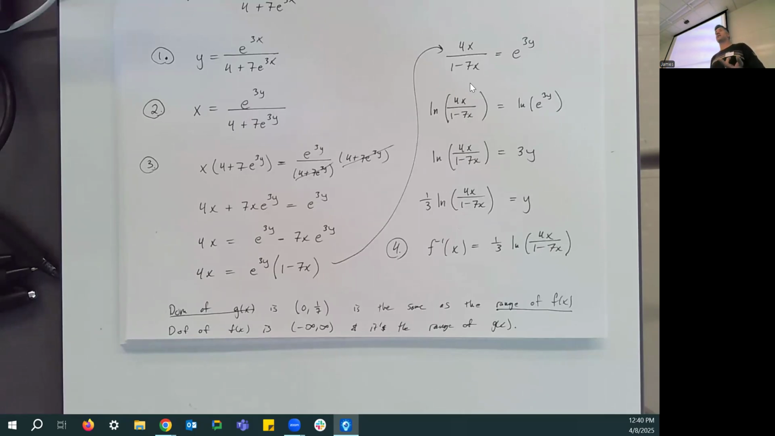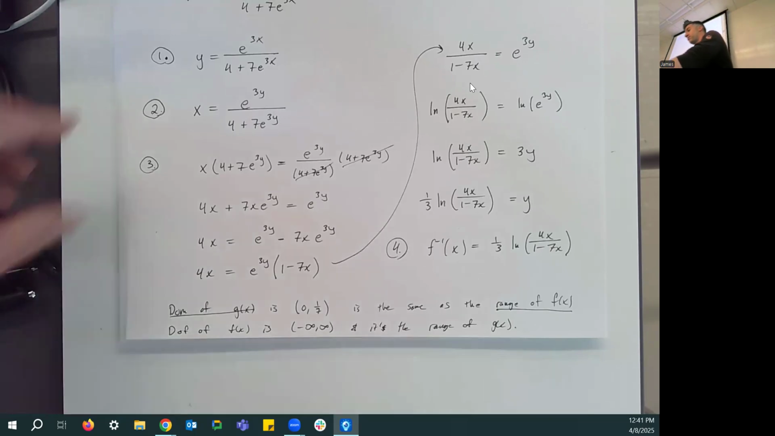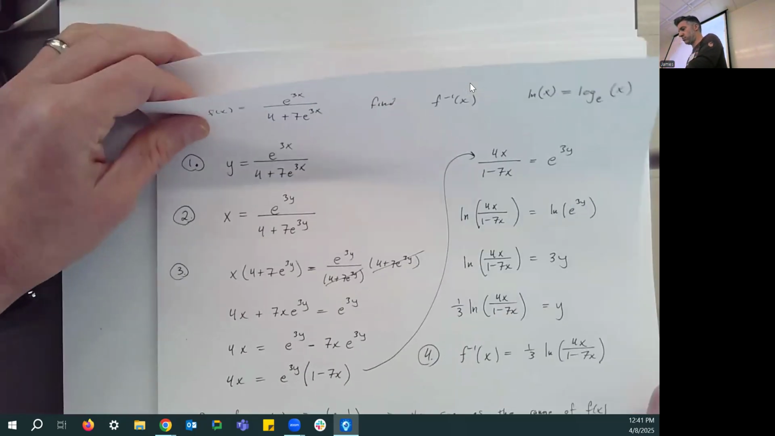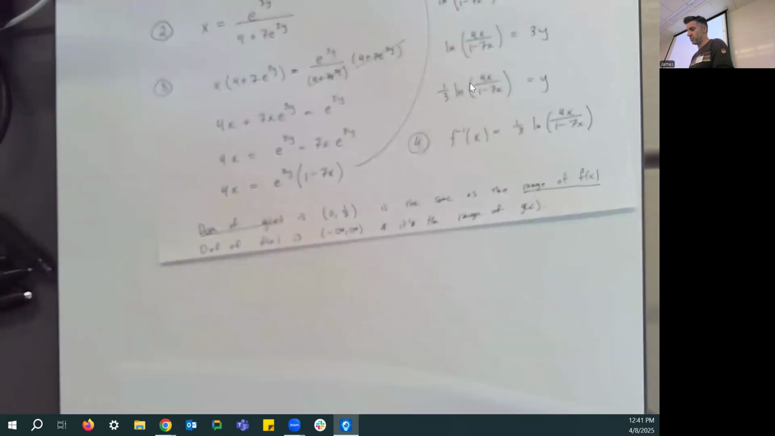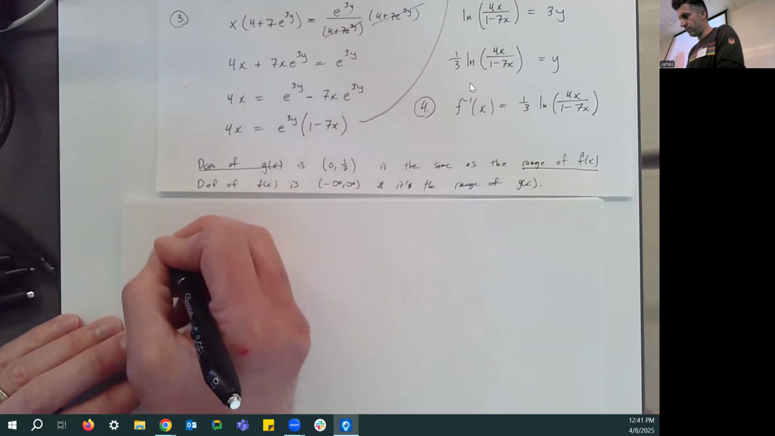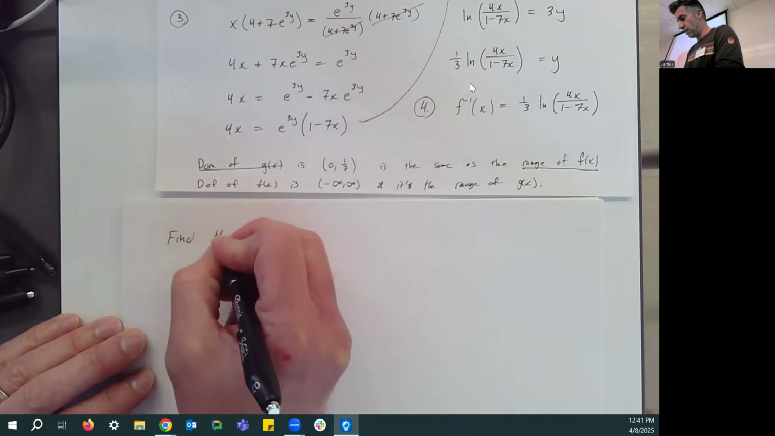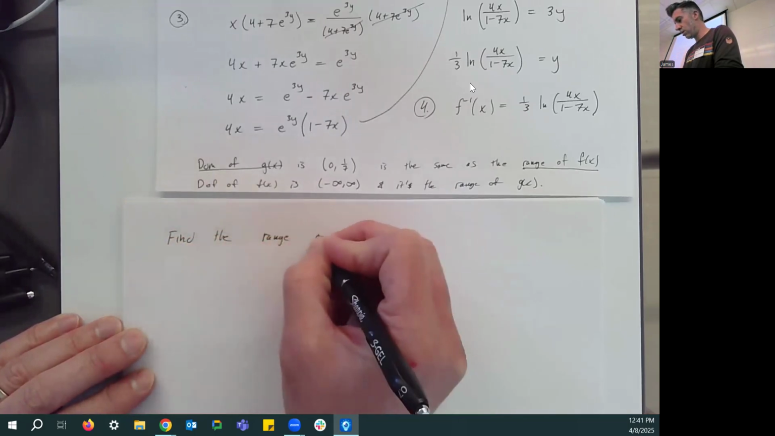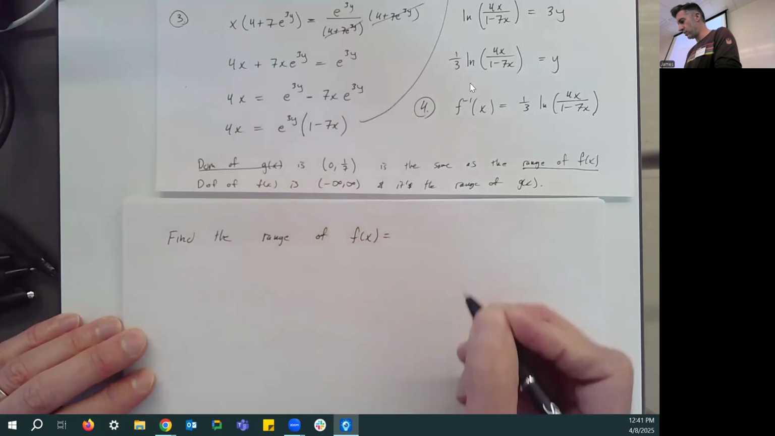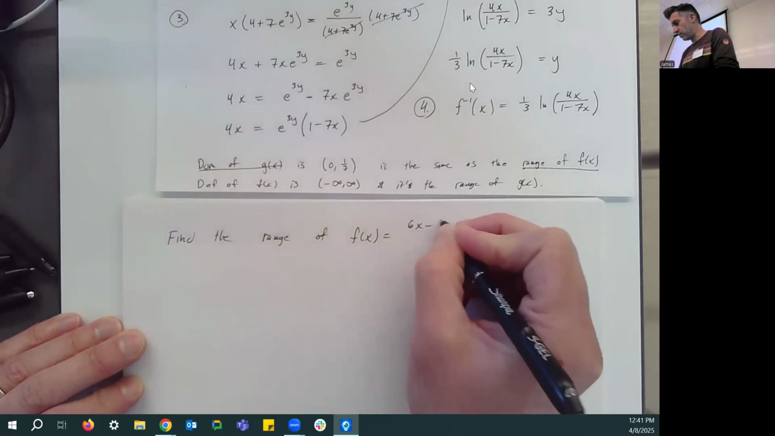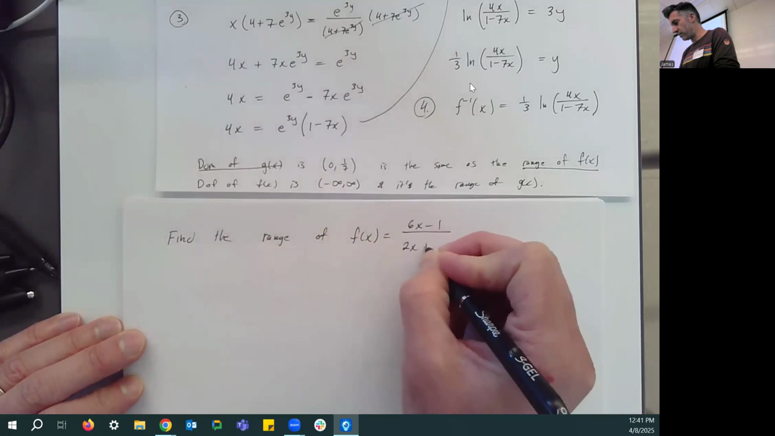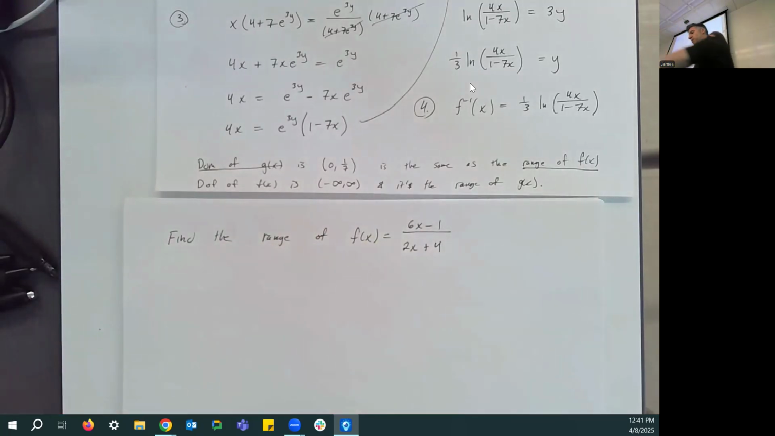So what that means is if we're asked to find the range of a function and the function is invertible, we can find the domain of the inverse to find the range of the original function. Let me show you an example of this. Let's say we want to find the range of f of x equal to 6x minus 1 over 2x plus 4. I guess I could have factored out the 2 from the bottom, but I didn't.